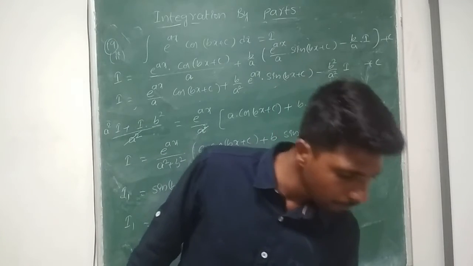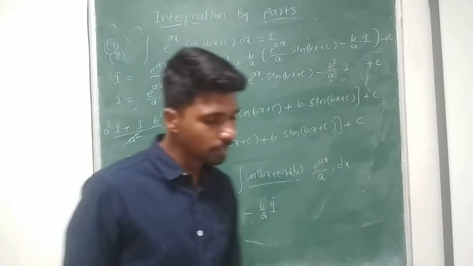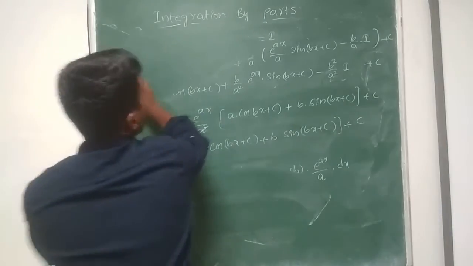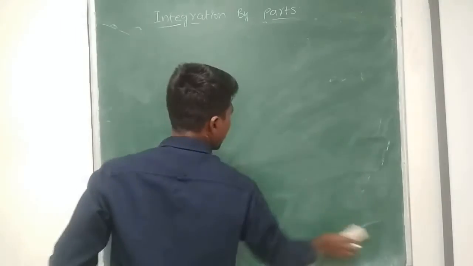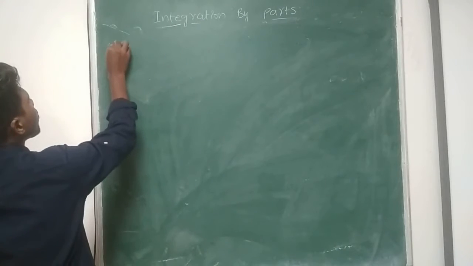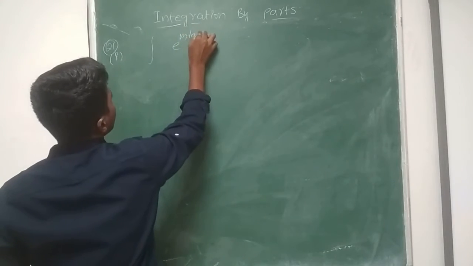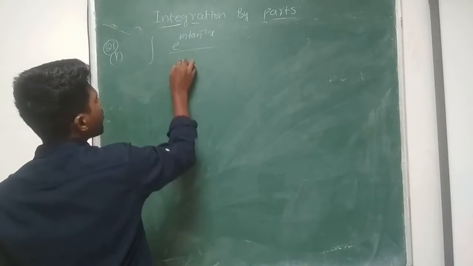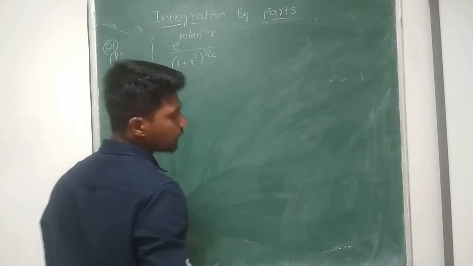Integral e power m tan inverse x by (1 plus x square) power 3 by 2 into dx.